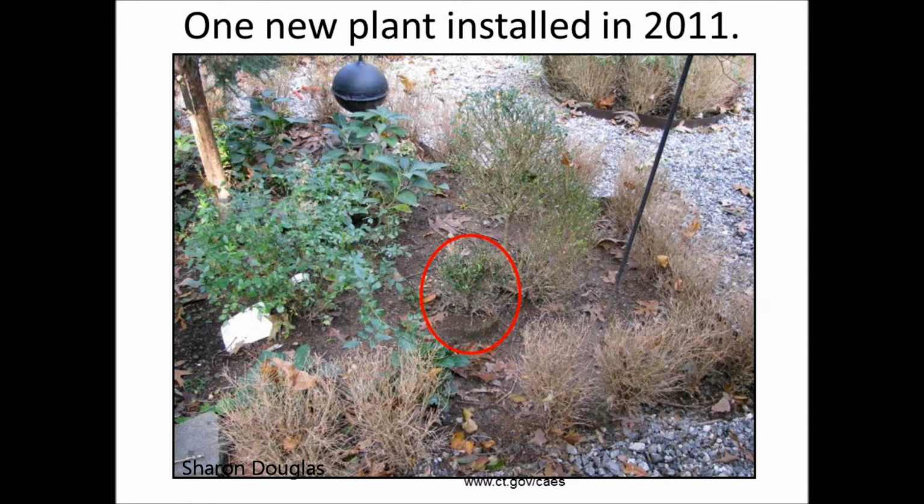Here are defoliated plants in a landscape with severe boxwood blight. The plant circled in red was planted in 2011 and likely introduced the disease. Conditions were wet and mild and favored disease development.